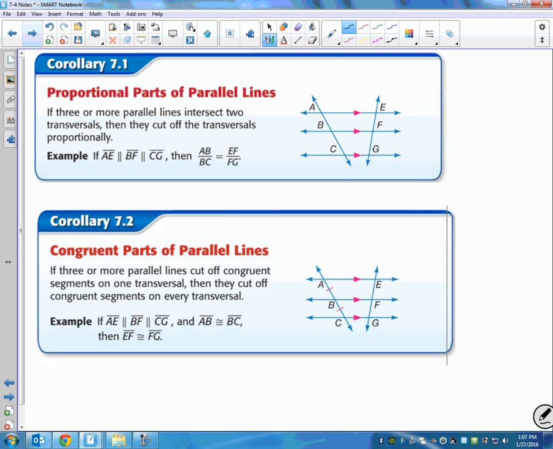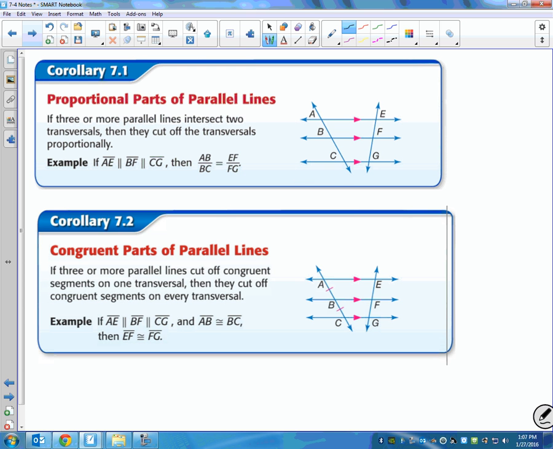So if you have three lines that are parallel, you could say that AB over BC is proportional to EF over FG. Or, just like we said in the last one, that's the same as saying AB over EF is proportional to BC over FG. Corollary, do you remember what the idea of a corollary is?